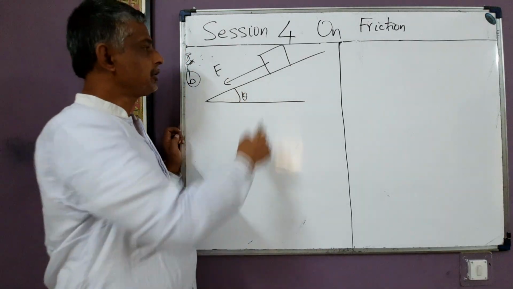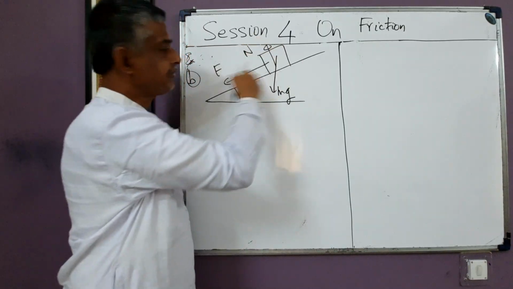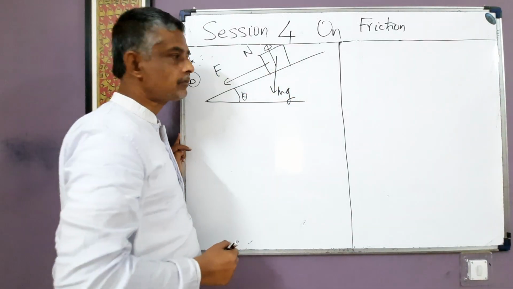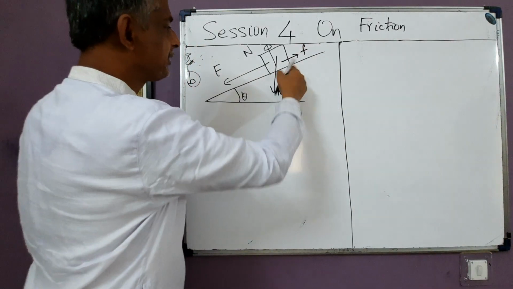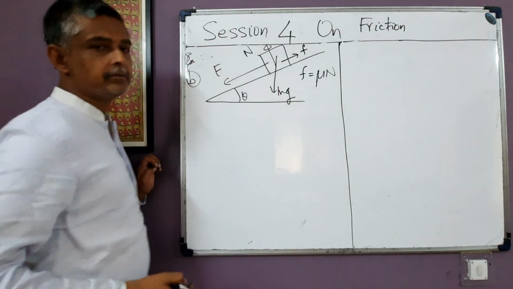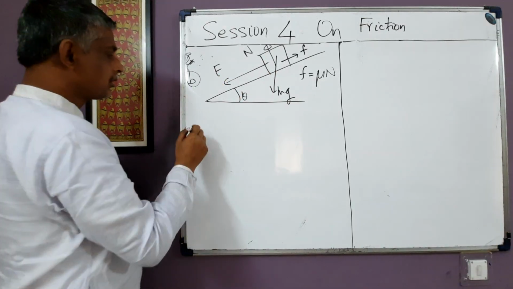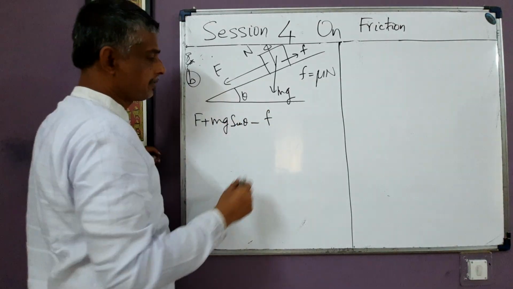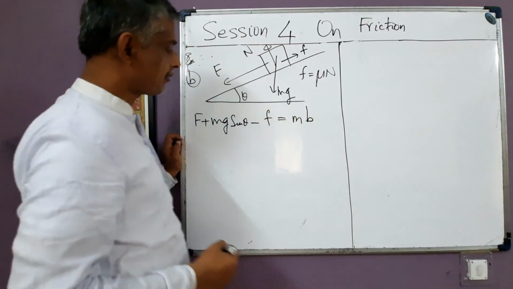So again, what I do, I draw the free body of the block. mg, N, F. Now the value of F is such that the block begins to slip down the incline. So the inclined plane will exert a friction force f on the block up the incline. Because slipping takes place, f will be written as mu N, where N is the normal reaction between block and the inclined plane. Now in this case, I apply Newton's second law to block down the incline. So F plus mg sin theta minus f is equal to m times the acceleration of block with respect to ground, say b, down the incline.